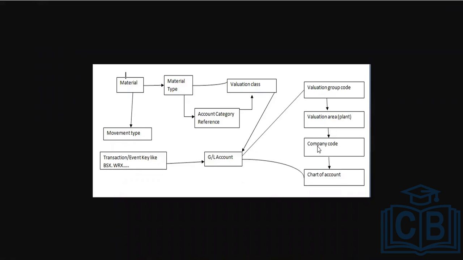Now what we did: the plant is linked to the company, and the chart of accounts is linked to the company. Here we are making one valuation grouping code, which is not mandatory. The group of valuation areas, that is the plants we are grouping together and giving a small code, is called a valuation grouping code. That valuation grouping code and chart of accounts, with reference to transaction event keys and valuation class, by these four combinations we link to the GL accounts in OBYC. I'll show you in the system.